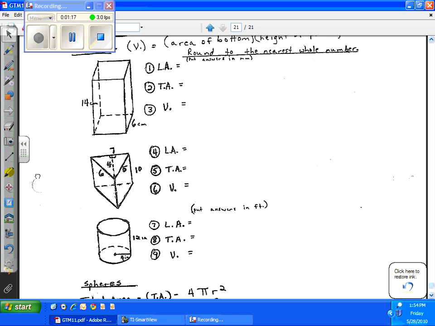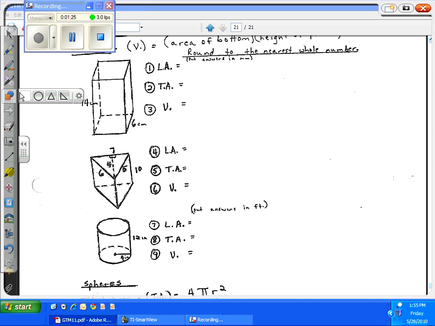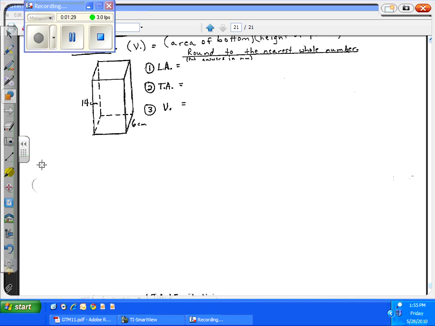It says round to the nearest whole number, put the answers in square millimeters, okay? And so I'm going to move the other things out of the way so we can just focus on the work and not try to put it in a spot that's hard to get to. We want total area, lateral area, and volume. We want the answer in millimeters, and it says round to the nearest whole number.